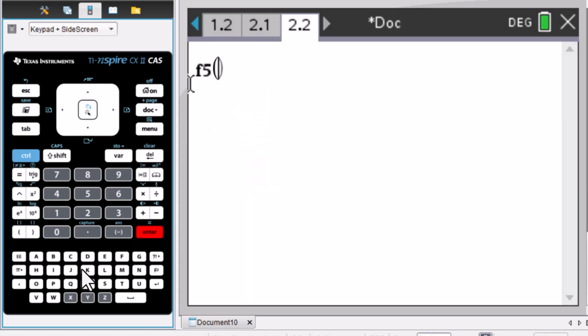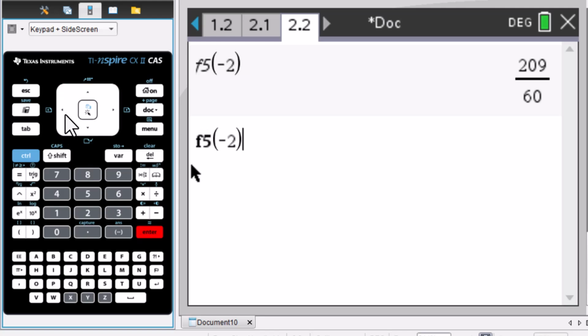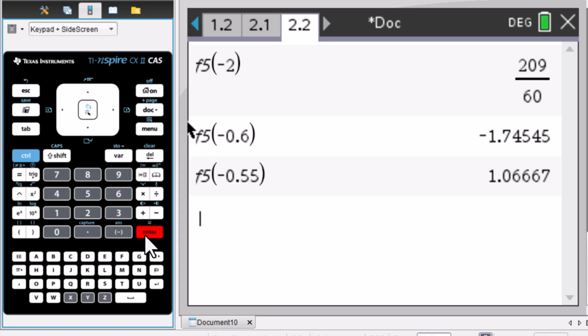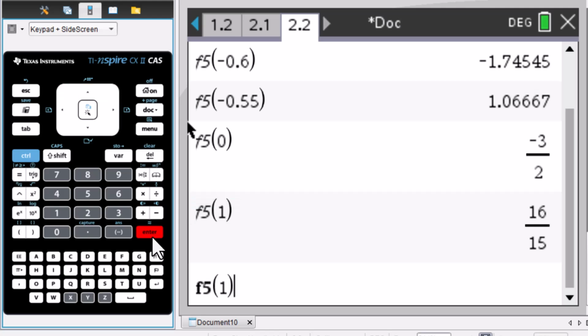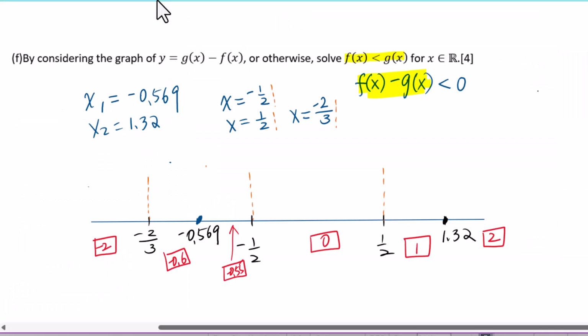f5 of -2. Enter. Positive. Go up. Enter. Change this into -0.6. Enter. Negative. Go up. Enter. -0.55. Enter. Positive. Go up again. Change this into 2. Enter. Negative. Now we can write down the sign for each interval.